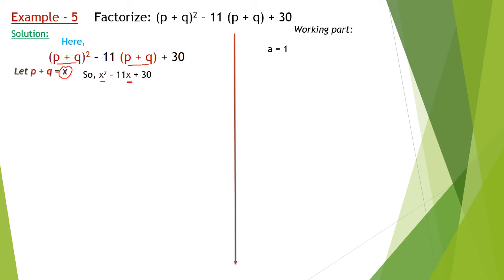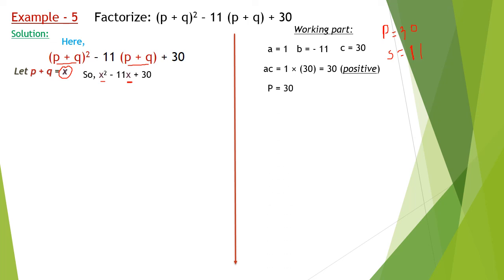A is 1, B is minus 11 and C is 30. Let's find the product of AC. The product of AC is positive 30. So after a long time we have seen a sum. The product is 30 and the sum is 11. We have to find two numbers such that their product is 30 and their sum is 11.